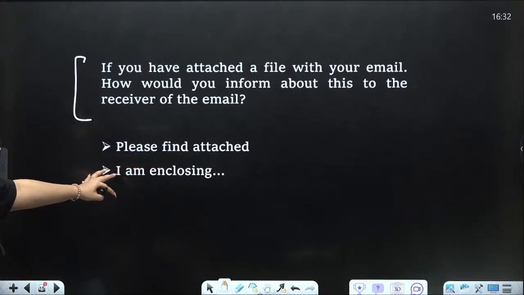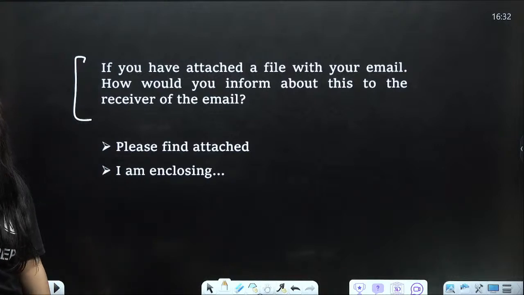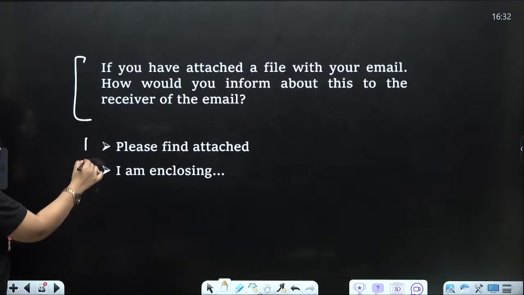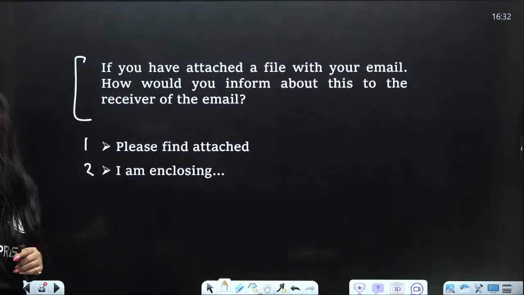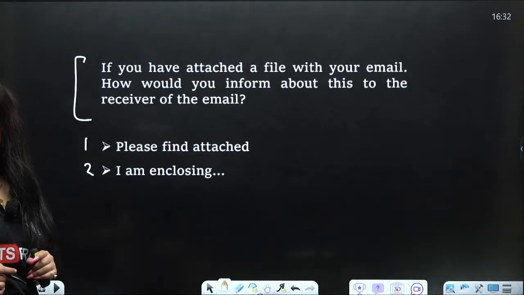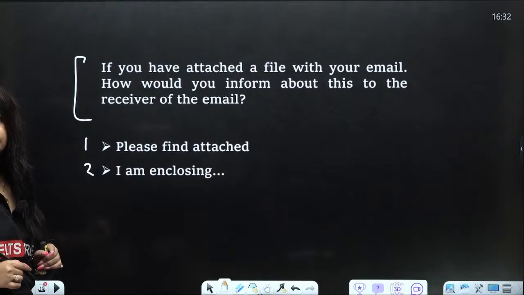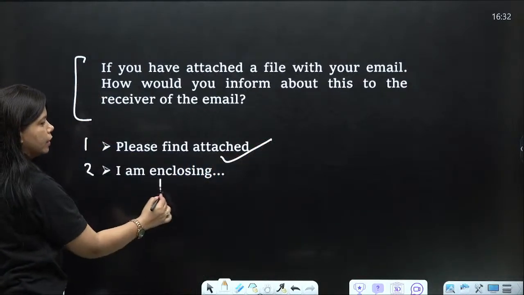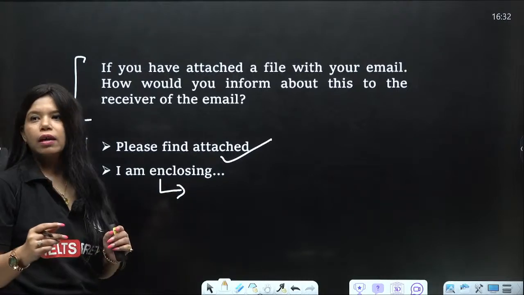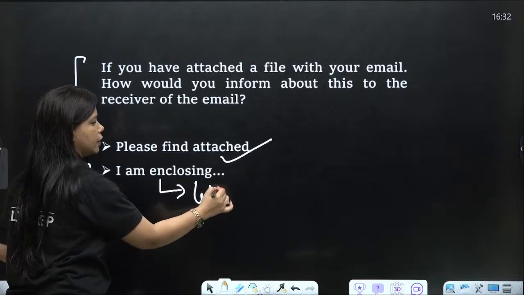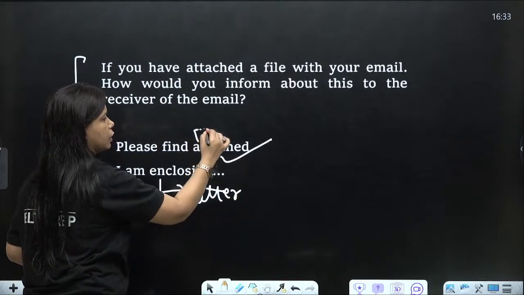Please find attached or I am enclosing. Which is the right option? Number 1 or number 2? If you are sending any attachment with your email, how would you inform the person? The right answer is, come on. The right answer is please find attached. As far as this is concerned, I am enclosing. This is also all right, but this is for letter writing. This is specifically for letter writing and this is for emails.